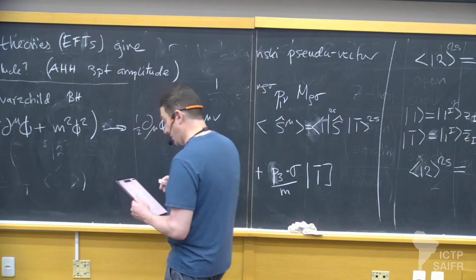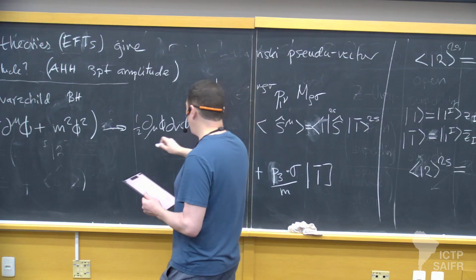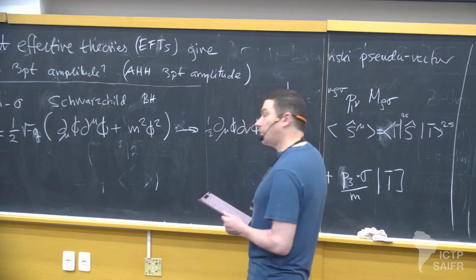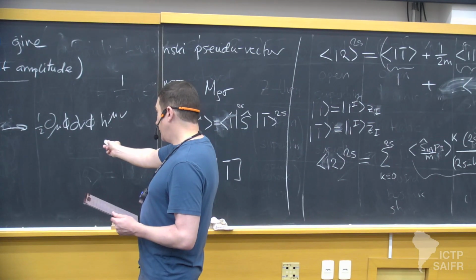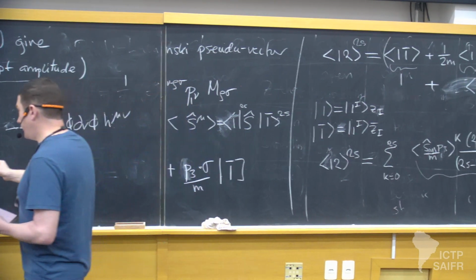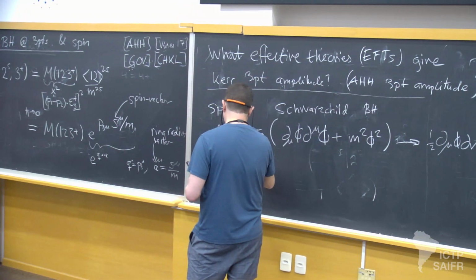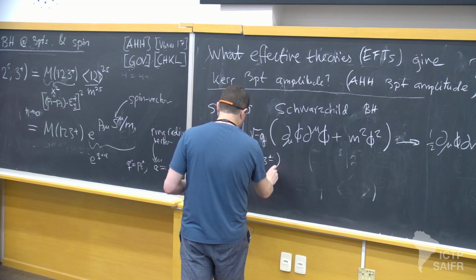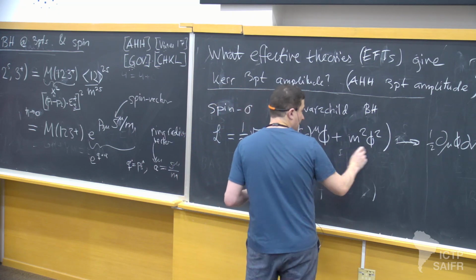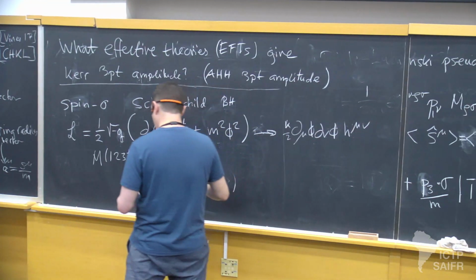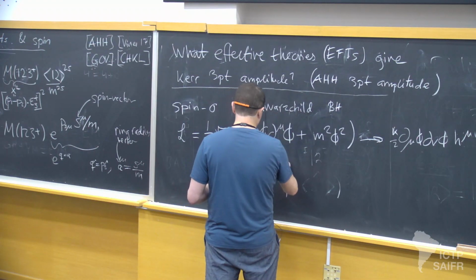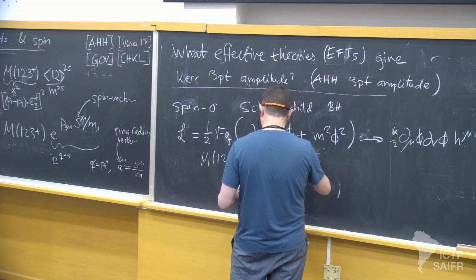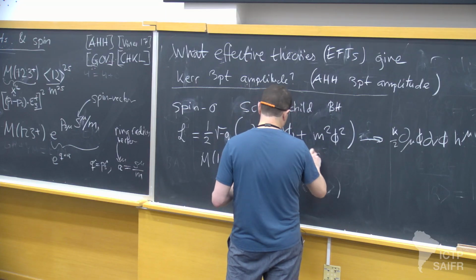Maybe the 1/2 is still there, and maybe there's a kappa, but let's forget about the kappa. All I need to do is work out my amplitude from this interaction, and it's not very hard to realize that the amplitude is, let's say plus minus, well, let's put the kappa for good measure, kappa P1 dot epsilon 3 plus minus, squared.